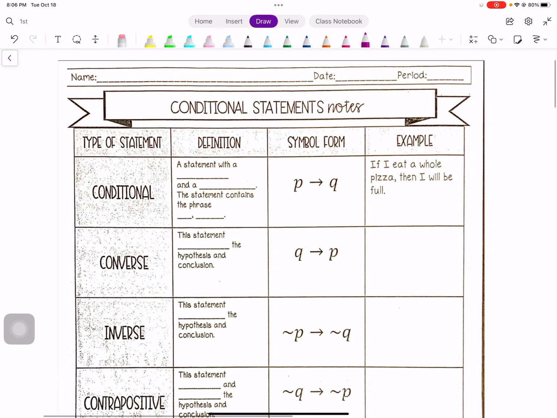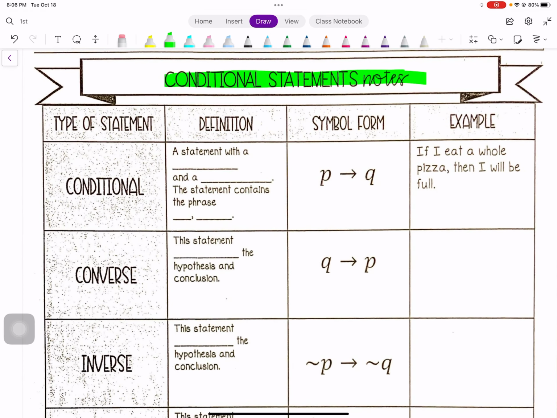Okay, so the first part of today, you guys are going to talk about conditional and biconditional statements. So we have done conditional statements, we have not done biconditional.